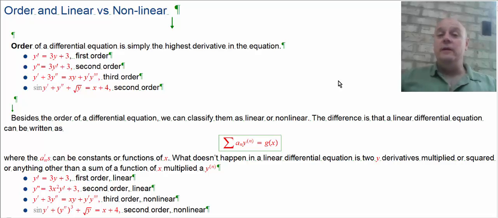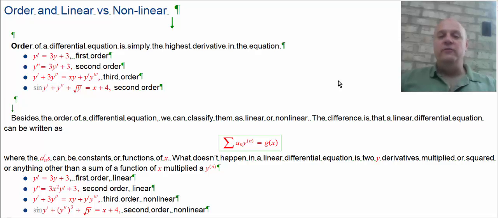The first thing you should think about when you see a differential equation is what type of differential equation it is. You need to classify that differential equation. There are two ways to classify it: the order of the differential equation, which we'll see simply means the highest degree derivative that's in it, and whether or not an equation is linear or nonlinear.